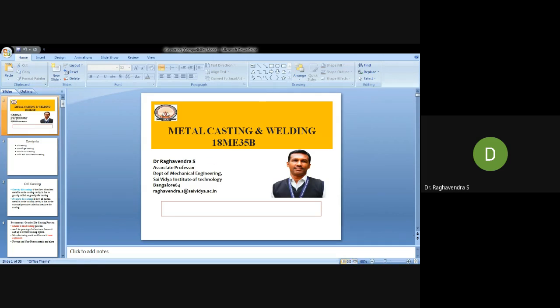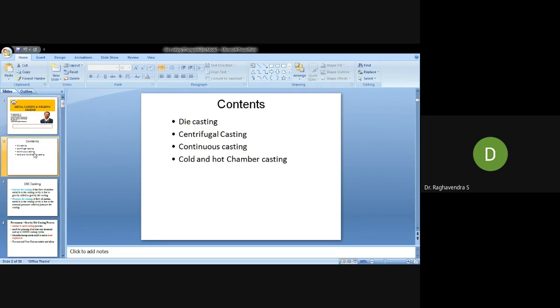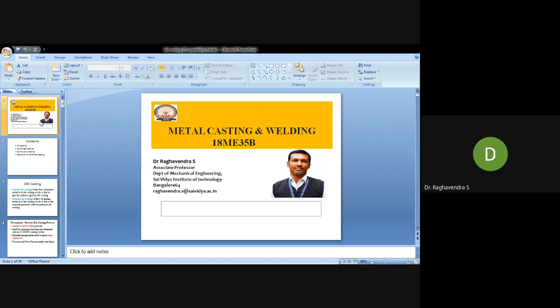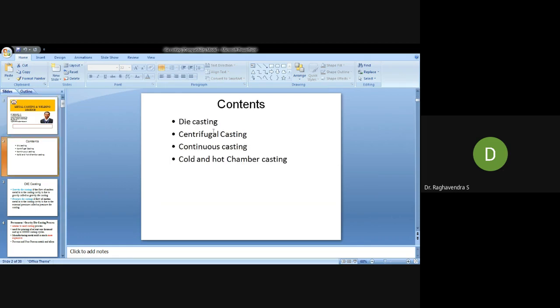Dear students, we are talking about the different types of cupola. There are furnaces like cupola, electric, gas, all these things we dealt with yesterday and the day before yesterday. Now we'll look into some other aspects like die casting, centrifugal casting, continuous casting, cold and hot chamber casting.